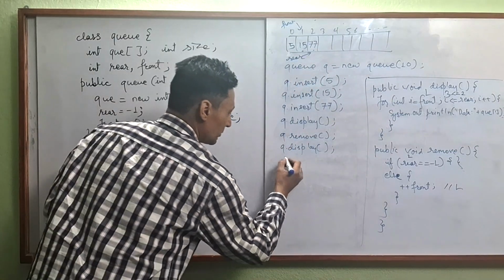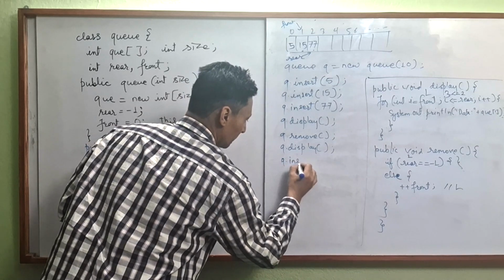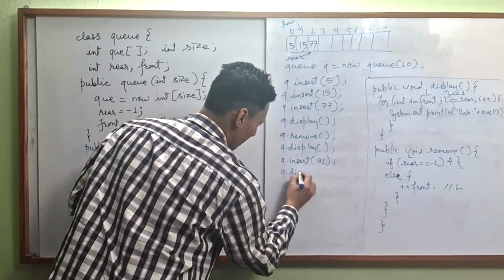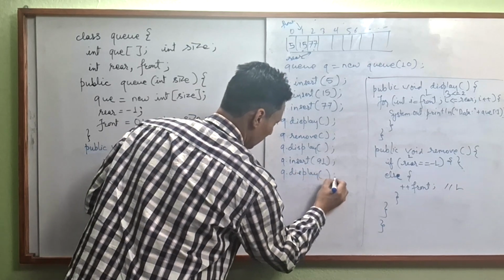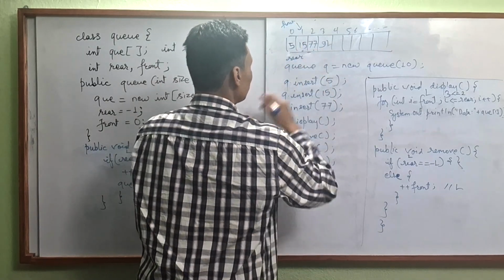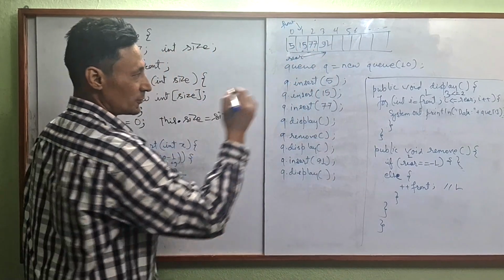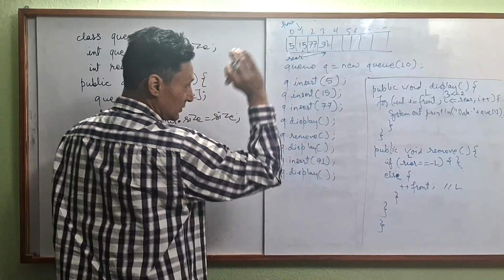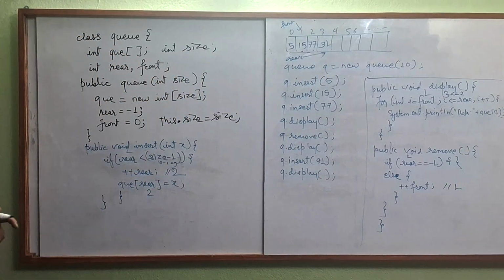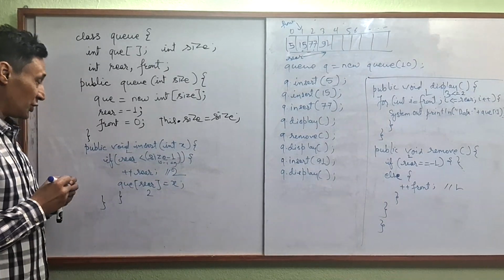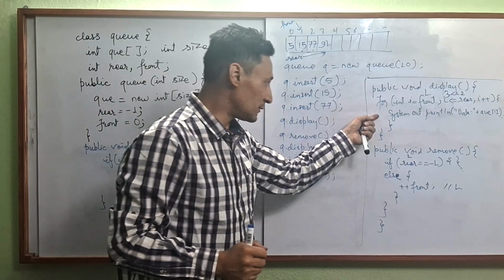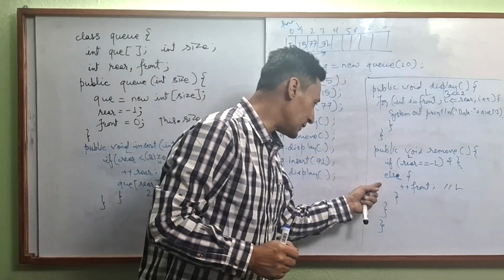Okay. Now let's suppose we insert one more value. Insert 91, and then we call this display. Now what will happen? 91 will be stored here. Our rear will be 3. Okay. So front is 1 and rear is 3. So these 3 elements will be displayed. Okay. So in this way we can write the class for the queue, in which we have the methods for inserting the data, displaying the content of the queue, and removing the data from the queue.